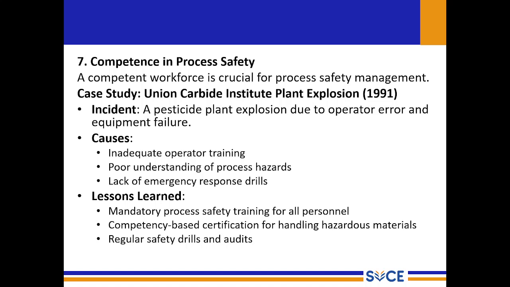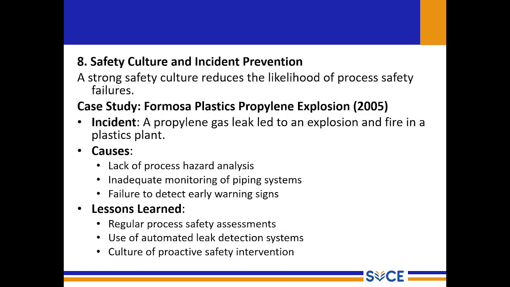So what is the conclusion we can make out of this? The Union Carbide Institute explosion showed how poor training and lack of emergency drills can lead to serious industrial accidents, right? Okay. So next we are moving to another case study, that is safety culture and incident prevention. A strong safety culture reduces the likelihood of process safety failures. So what is the case study we are going to discuss? Formosa Plastics propylene explosion. Okay, 2005. It also happened very recently.